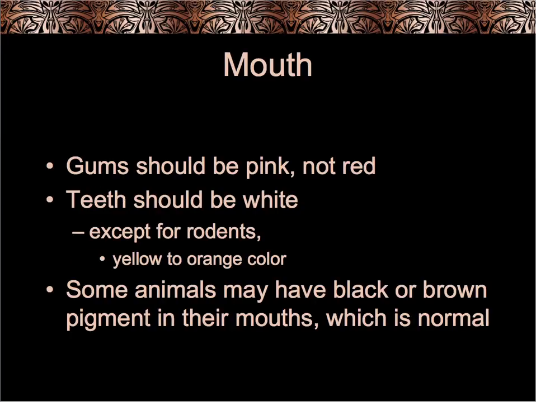Gums in the mouth should be pink, not red, and the teeth should be white. The only exception is some of the rodents, not all of them, but some will actually have yellow, even orangish colored teeth, and that's normal for them, but it would not be normal for any other animal. When you look in their mouth, their gums or other parts of their mouths may have brown or black pigment, kind of like freckles or spots, and that's normal.